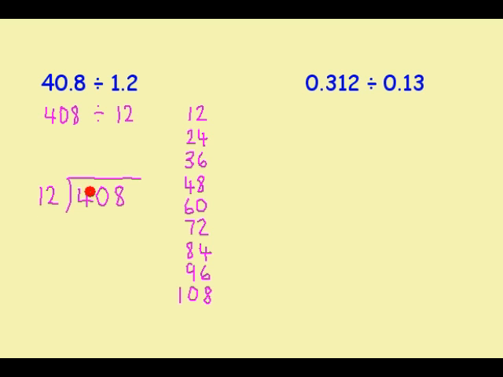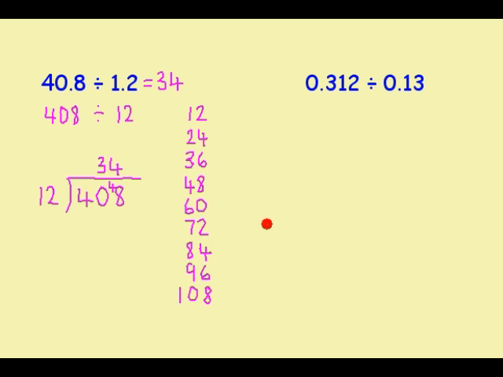12 does not go into 4, so I'm going to look at how many times 12 goes into 40. The closest I can get is 36. 3 12s is 36. Now from 36 up to 40 is 4, so I've got a remainder of 4. Now I look at how many times 12 goes into 48. 12 goes into 48 exactly 4 times. So my answer now is 34, and I can write it in.